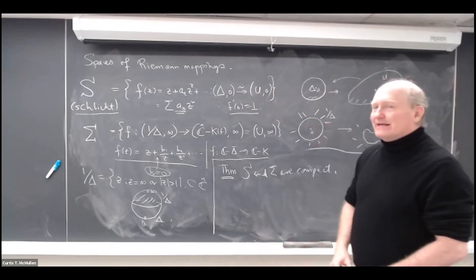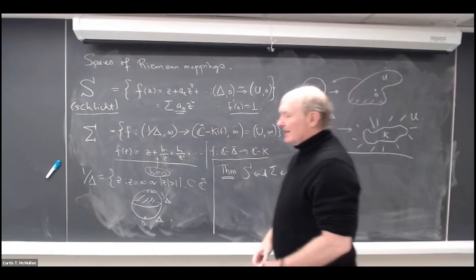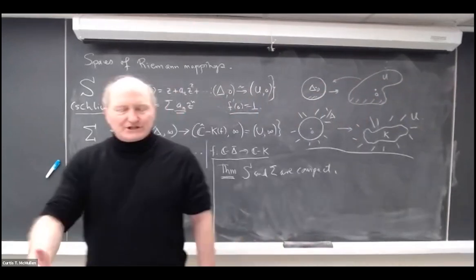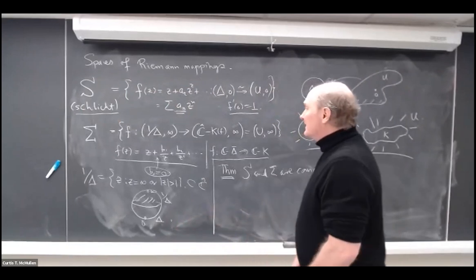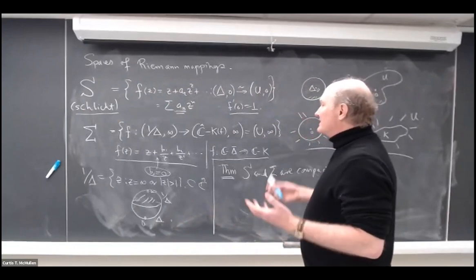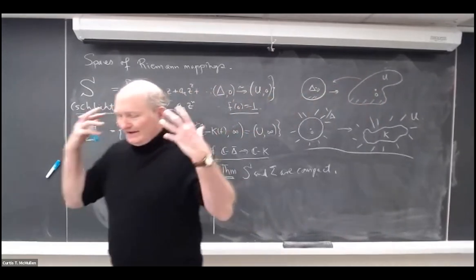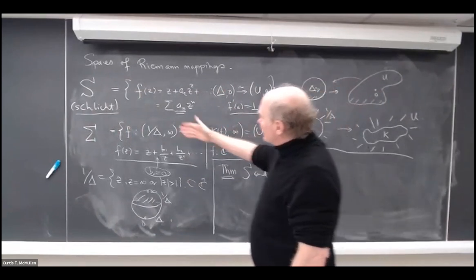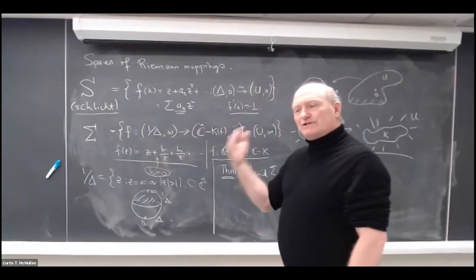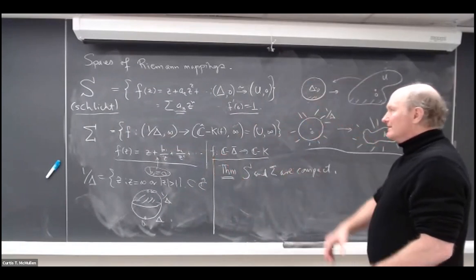What that means is that any sequence of mappings in either of these spaces has a subsequence that converges uniformly on compact sets, and the limit is still in these spaces. So the space of Riemann mappings is compact. And what that means is any invariant of these mappings that depends continuously on F has to assume its maximum. And then you can ask what its maximum is.